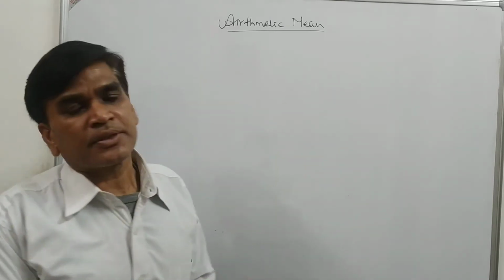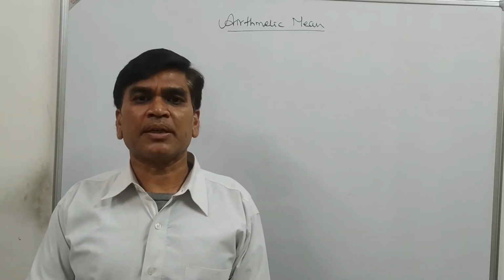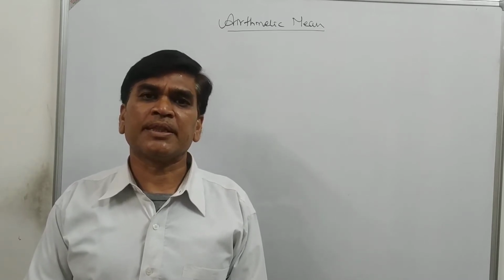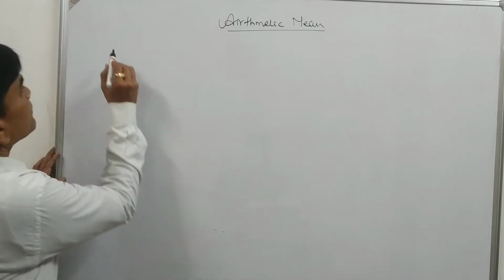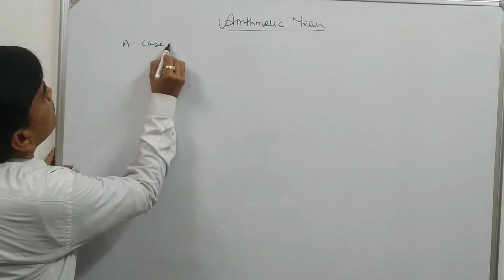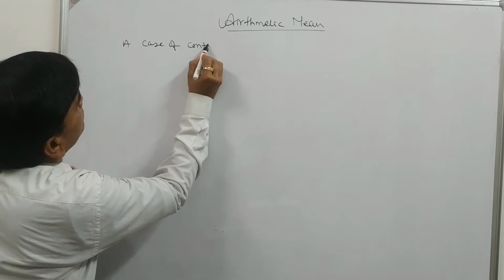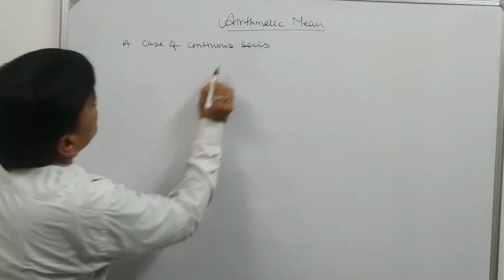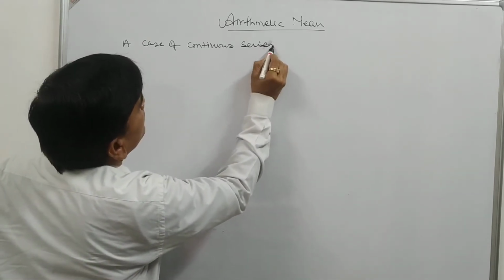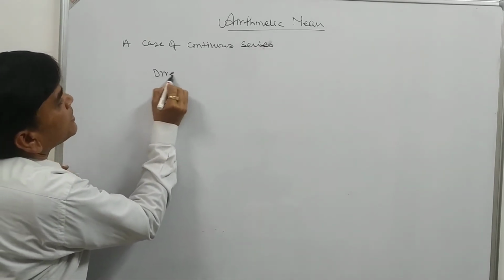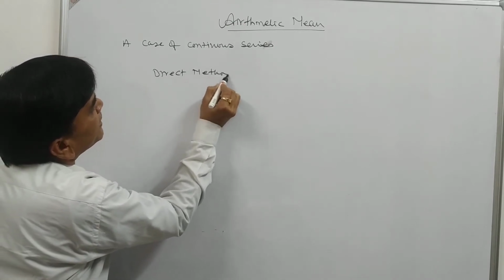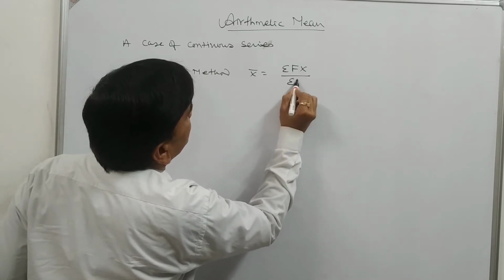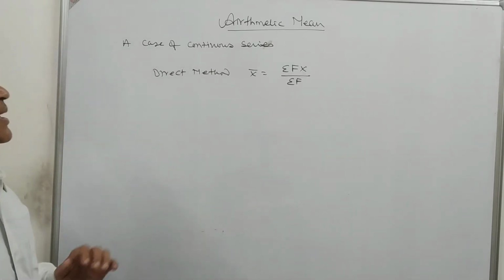So we will have two questions, and we will use all the methods to solve a problem of continuous series in arithmetic mean. So first, the direct method, which we already have. x bar is equal to sigma fx divided by sigma f, where f is the frequency and x is an item.